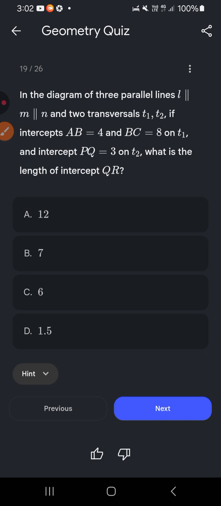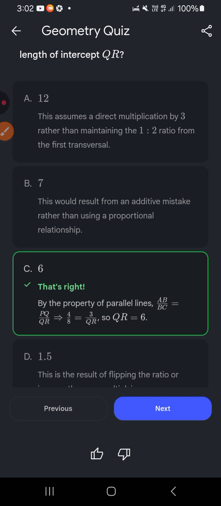In the diagram of three parallel lines, line L parallel to line M, which is parallel to line N, and the two transversals T1 and T2, if intercepts AB is equal to 4 and BC is equal to 8 on T1, and intercept PQ is equal to 3 on T2, what is the length of the intercept QR? Correct answer is C. Because AB upon BC is equal to PQ upon QR, putting it into the equation, 4 upon 8 is equal to 3 upon QR, so QR has to be 6.